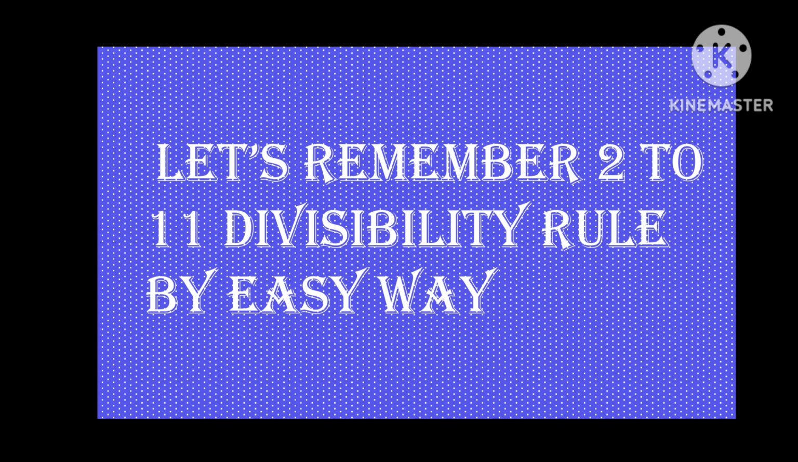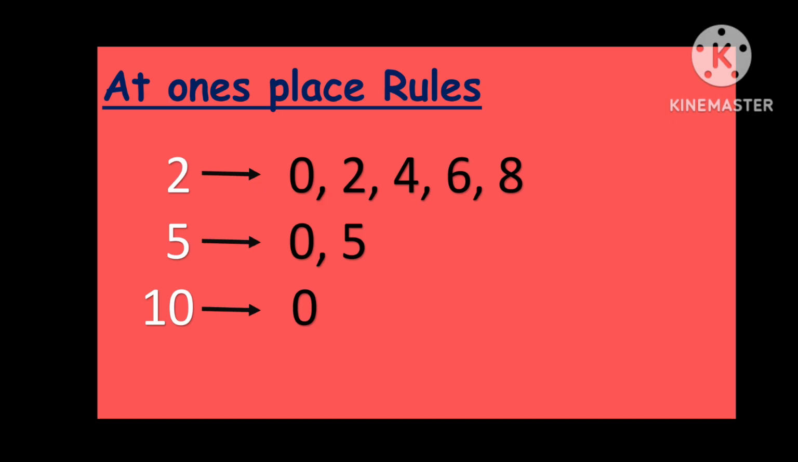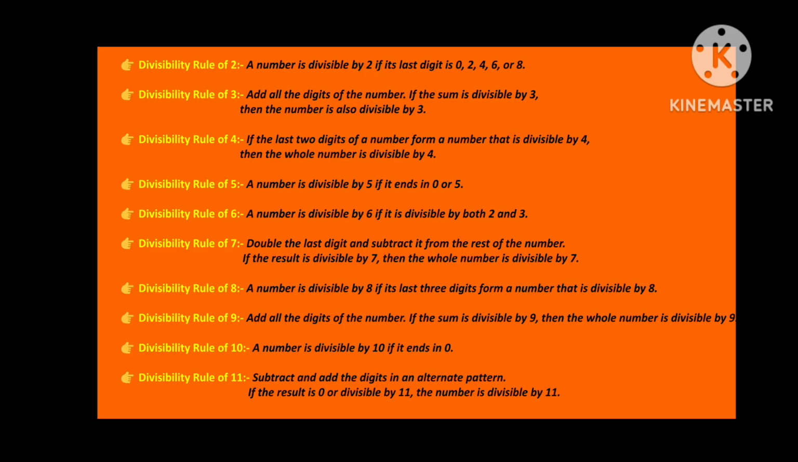Let's try to remember 2 to 11 divisibility rules in an easy way. Let's put these numbers in groups to remember. Group of 2, 5 and 10. Can you tell me why these three numbers are in one group? No, I can't understand. Let me explain to you.